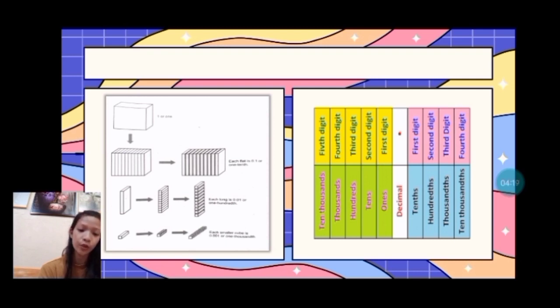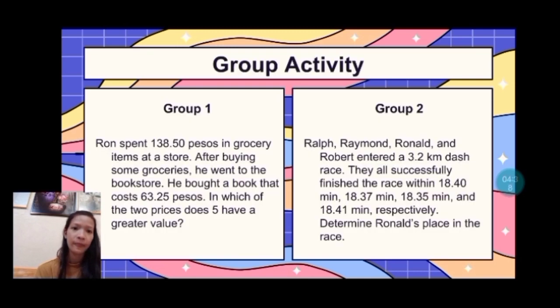Each unit is 0.001. Now, let's have a group activity. I will group you into two and each group has a task to do. Listen carefully to the instructions and after that, you're going to present your answers. In Group 1, Ron spent 138.50 pesos in grocery items at a store. After buying some groceries, he went to the bookstore. He bought a book that cost 63.25 pesos. In which of the two prices does 5 have greater value?